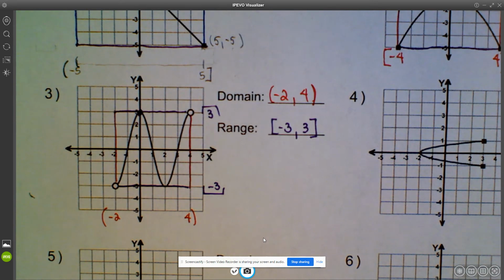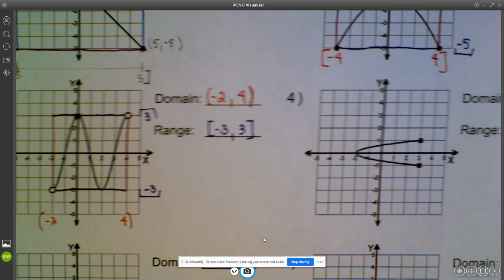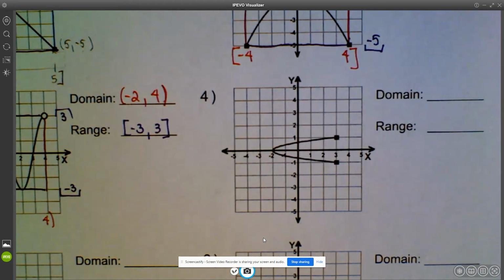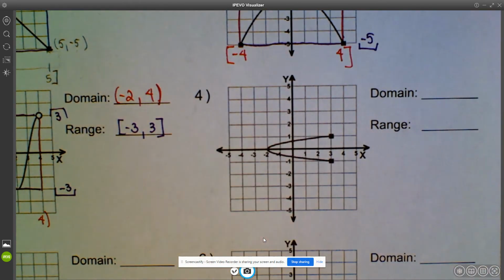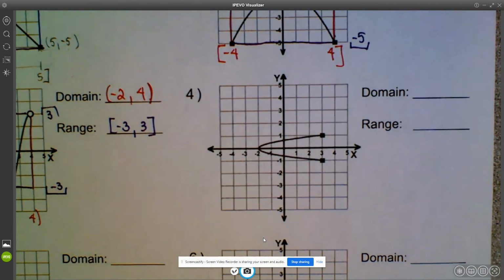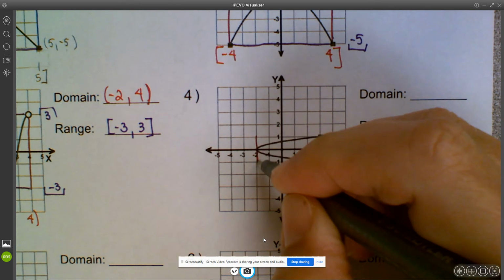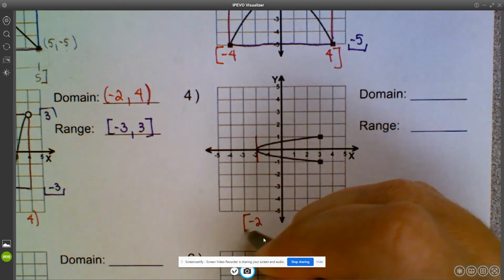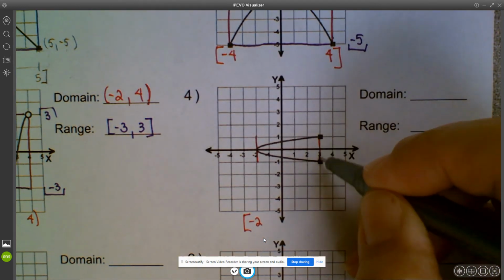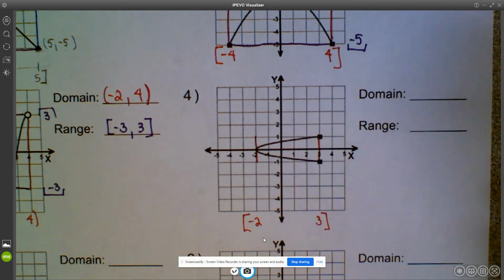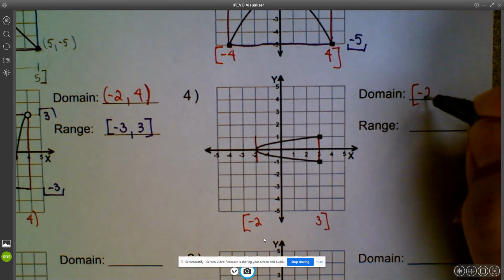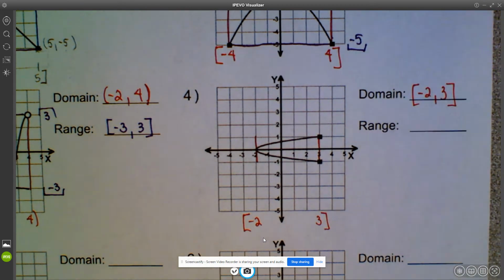All right, let's look at our next one. I'm feeling a little confident here, feeling all right. So I notice that I've got closed circles everywhere. I see no open circles, so be ready to use brackets. All right, so my x coordinates can take on any value from down here at -2, inclusive, all the way over here to 3, inclusive. So my domain is -2 to 3.